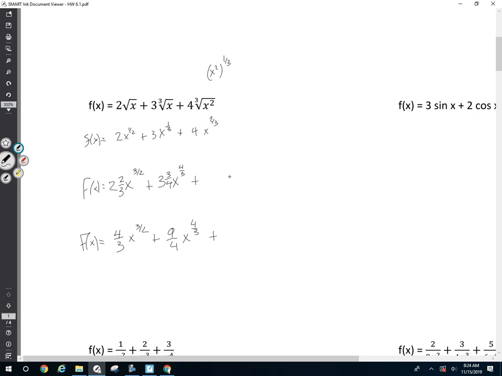Okay, I'm going to add 3/3 again. So that's 5/3. 3/5 times 4, 12/5. Don't forget a plus c when you're taking the antiderivative, because the derivative of c would be 0.